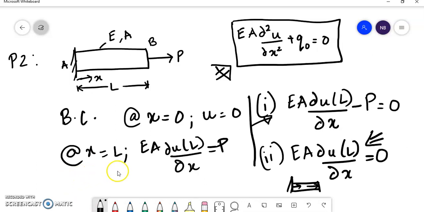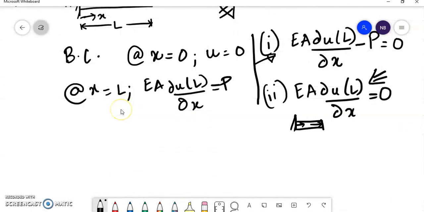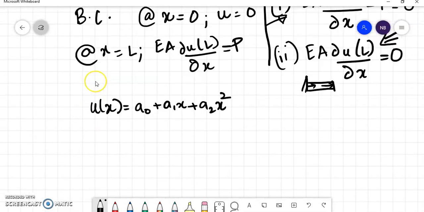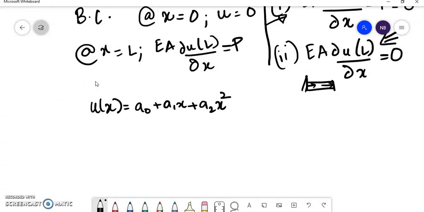Let us assume an approximation function in polynomial form: a0 plus a1x plus a2x². You know that a0, a1, a2 are constants which we have to determine. Now applying the first boundary condition, we will get a0 equals 0. Let this equation be 1.